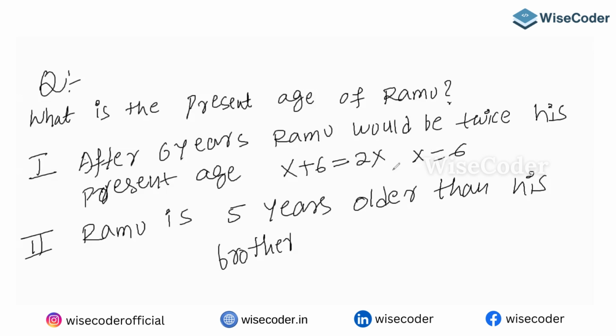You don't even need to find X, but you can figure it out. We assume the present age of Ramu is X. X plus 6 is 2X. So from this you get X. That's it. What is the option? Choice 1, mark 1.